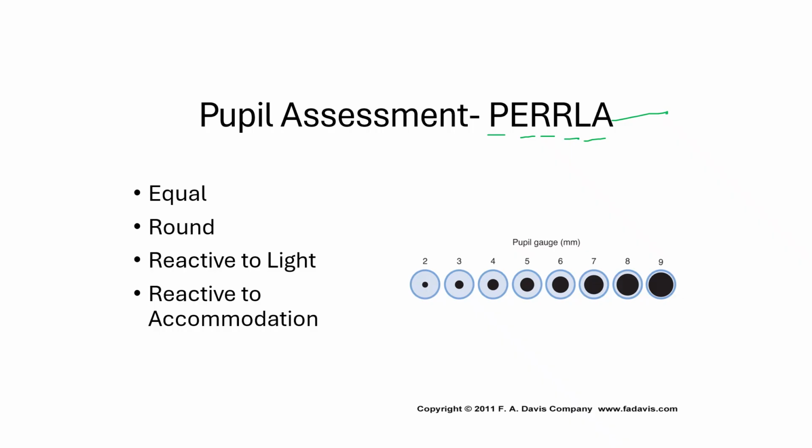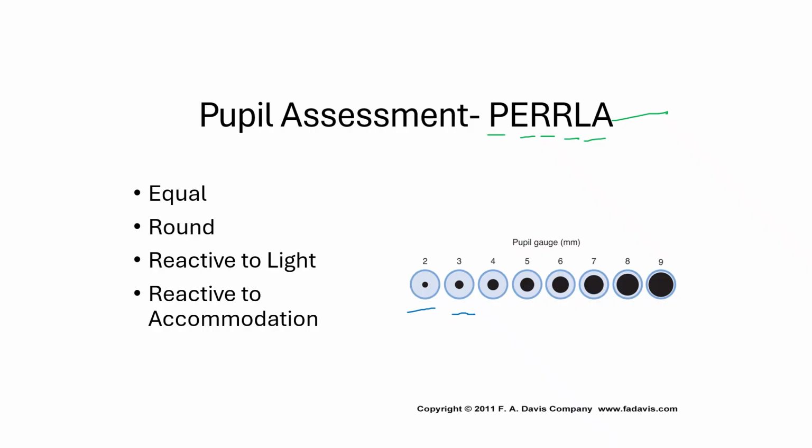Unequal or sluggish pupils can be a sign of a problem in the brain, such as increased intracranial pressure. Always remember too that you are to look at the size of the pupils before you shine the light in, and to decide if they're 2, 3, 4, 5, 6, 7, 8, 9 millimeters in size.